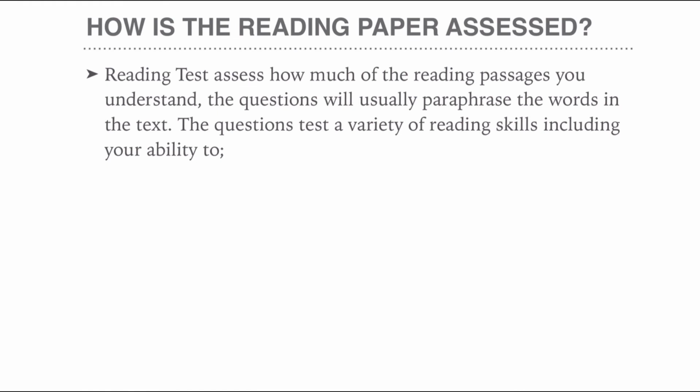How is the reading paper assessed? Like I mentioned, the reading test is assessed on a 9-band scale, and the questions will usually paraphrase the words in the text. The questions test a variety of reading skills, including what we discussed earlier on. Are you able to identify the overall purpose? Are you able to locate specific information? Can you identify key arguments? So these are some of the things you'll be tested on.